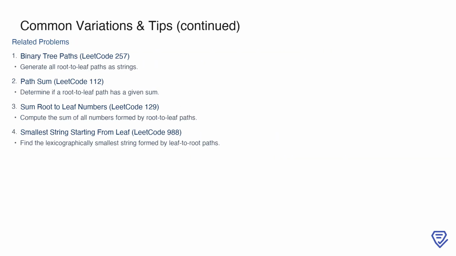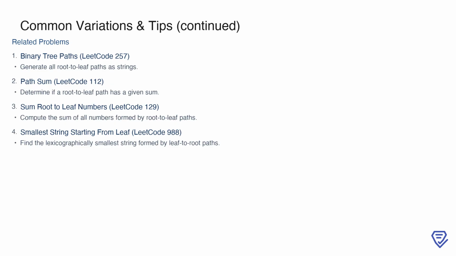Let's explore some related problems that share similar concepts or techniques. First is Binary Tree Paths on LeetCode, which asks you to generate all root-to-leaf paths as strings. This is a great example of constructing paths through traversal. Next, Path Sum involves checking if a root-to-leaf path matches a given sum, introducing a numerical aspect to tree traversal. Sum Root to Leaf Numbers builds on this idea but requires computing the total sum of all root-to-leaf numbers. Finally, the current problem, Smallest String Starting From Leaf, focuses on finding the lexicographically smallest string by traversing leaf-to-root paths.